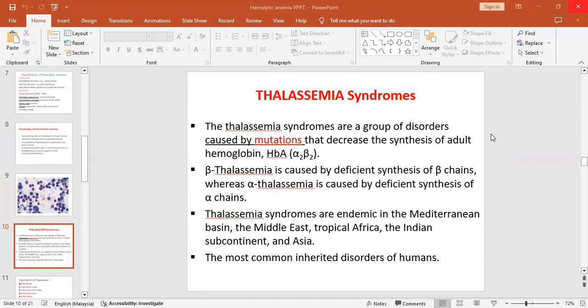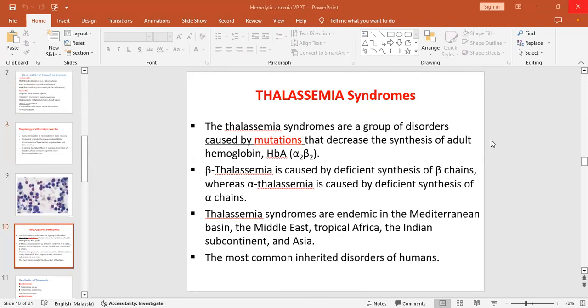Let me come to the first topic of thalassemias. Thalassemias are grouped as thalassemia syndromes. Thalassemia syndromes are a group of disorders caused by mutations that decrease the synthesis of adult hemoglobin. Adult hemoglobin is alpha 2 beta 2. Beta thalassemia is caused by deficient synthesis of beta chain, whereas alpha thalassemia is caused by deficient synthesis of alpha chain.